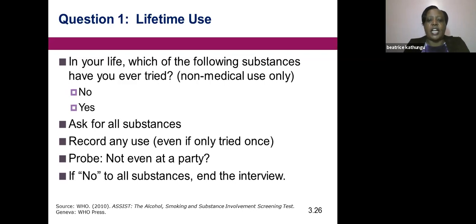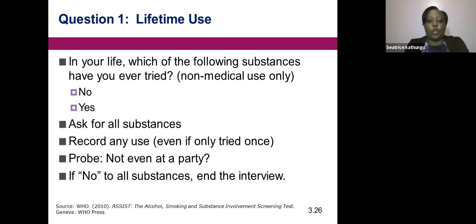If you show the client response card number 1, it gives the list of substances which the client will be responding to, and they will say yes or no to each. You're encouraged to ask for all the substances on that list, and at the end of it, you ask for any other that may not be on the list. You should record any use, even if the client only tried once. This is important because sometimes clients may think, I just tried once when I was in high school and I never did it again.